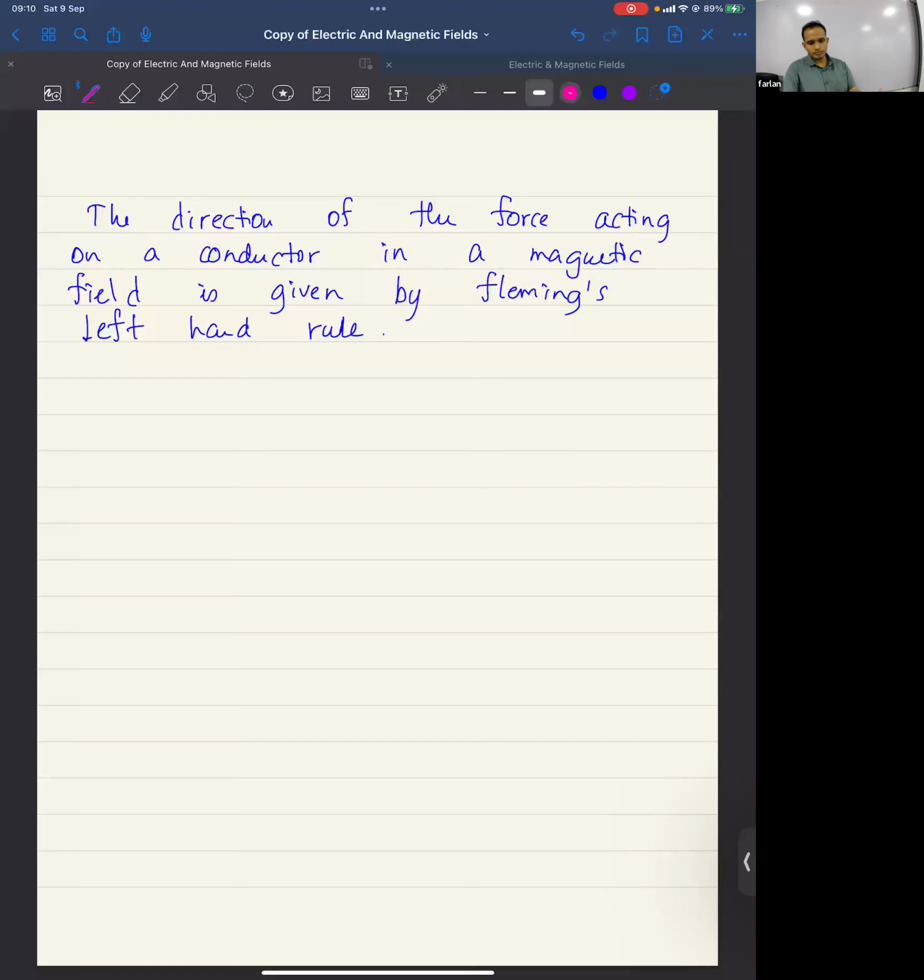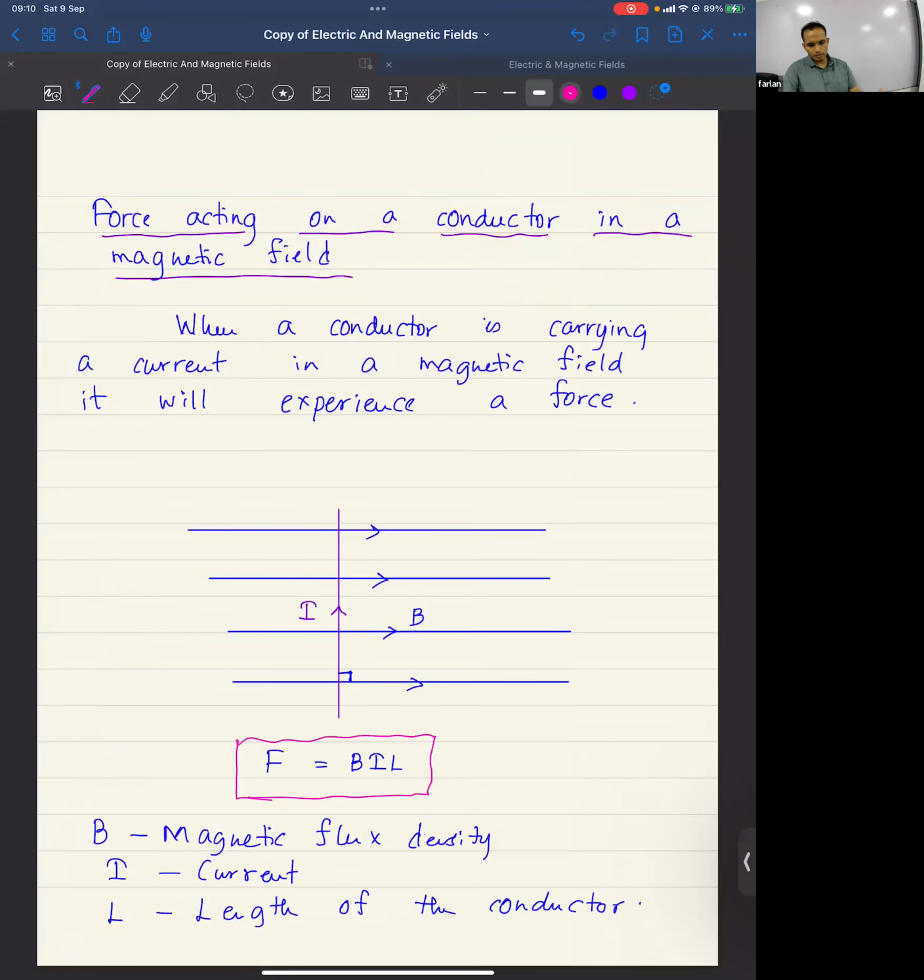Okay. So according to your diagram, the force is acting downwards, right? According to which diagram are we talking about? The first one. This one. Yeah. B is this way, I is this way. Yeah, force is into the plane of the paper. In this case, B is this way, I is this way. Force will be into the plane of the paper. So the force is into the plane of the paper. Right? Fine.